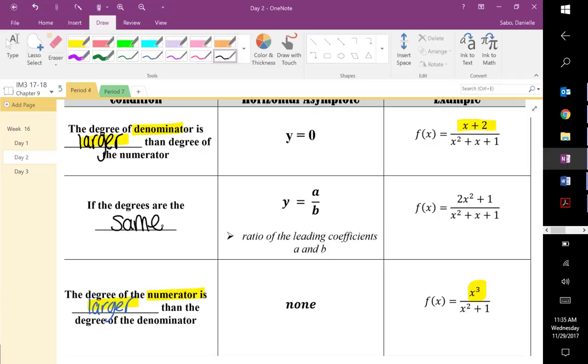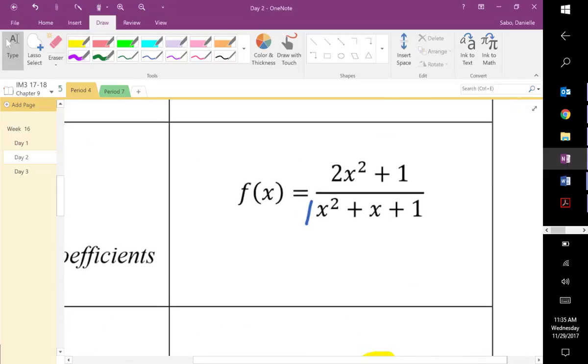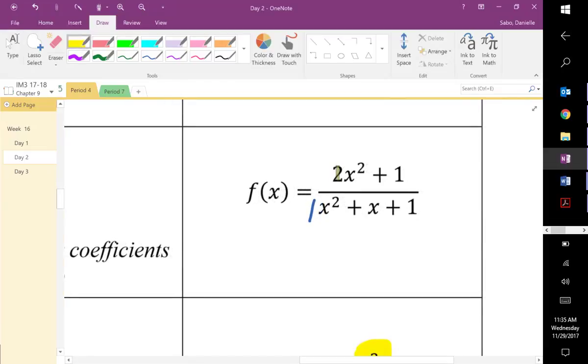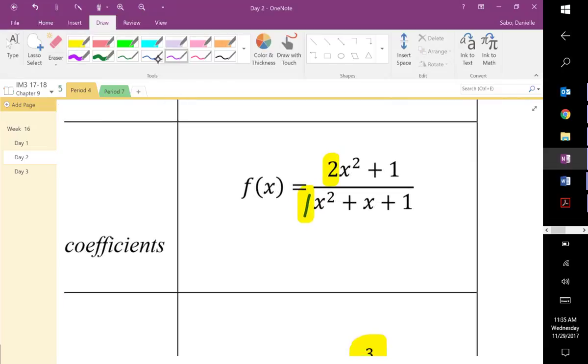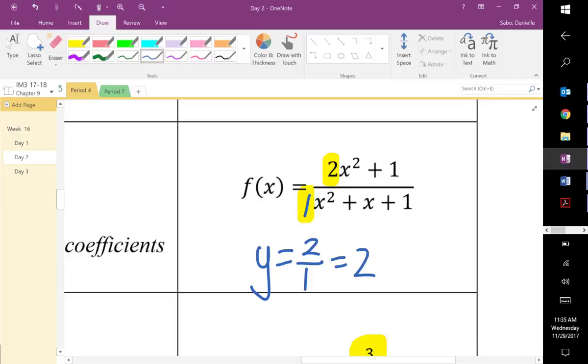A 1. Very good. So let's do this example off to the side. I'm going to take my highlighter. It's always the leading coefficients. So I have y equals 2 divided by 1. What is that? 2, and that's it. So it's not hard, you just have to remember to do that. So that's the only one that you have to do a little bit of work to find it. So if they're the same, all you do is you take the numbers all the way out in front and divide them. That's it.